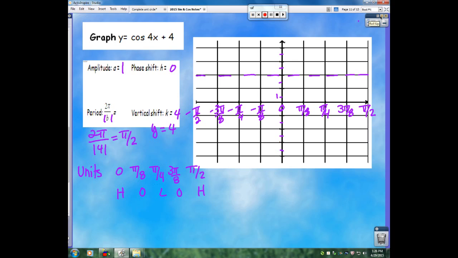All right, starting my pattern again. At 0 I'm high, so I'm up 1. At pi over 8, I'm at 0. At pi over 4, I'm low, so I'm down 1. At 3 pi over 8, I'm at 0. And at pi over 2, I'm high at 1. All right, let's continue the pattern. So I'm at 0, low, 0, high. All right, so here is this particular graph.